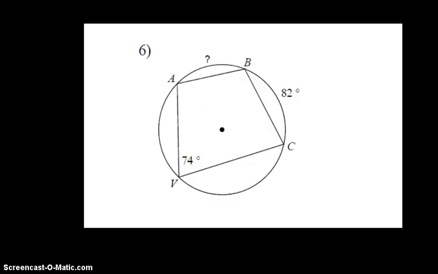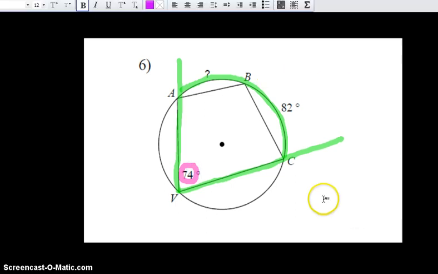Next, another quadrilateral in a circle. Remember that opposite angles have to be supplementary, but guess what? On this one, we don't really need to know that, because if we look at the angle we were given, angle V with sides VA and VC, it intercepts this arc, the arc that goes from A to C. And what we need to know is part of that arc. So if I know that the angle is 74, that means the arc is going to be twice that. And twice 74 is 148.